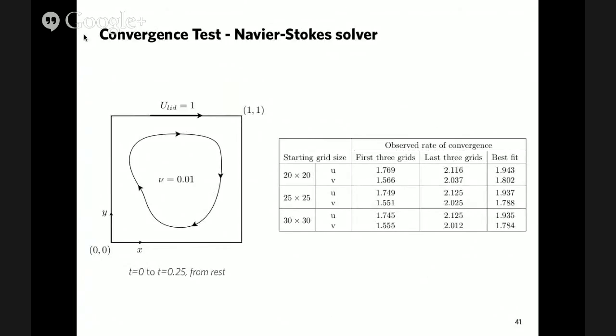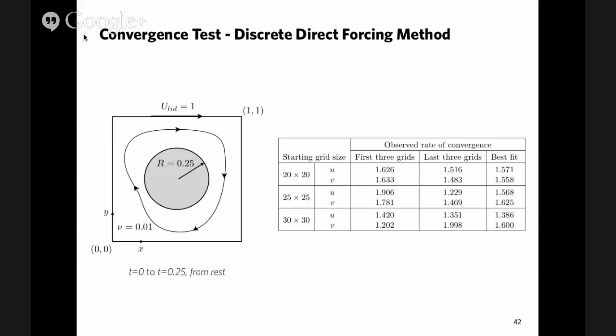Now that I've developed this new numerical scheme, we need to test its convergence properties, just as a sanity check. So what I did was, this is my base Navier-Stokes solver, without any immersed boundary in it. Again, a sanity check just to see that it's working. It gave me second order convergence rate, which is good.